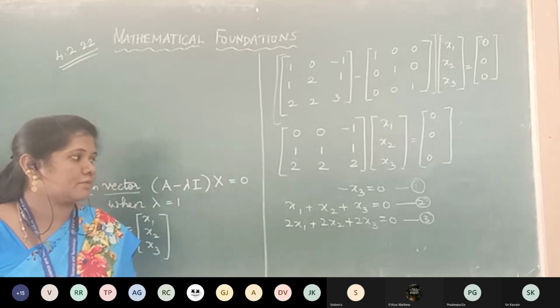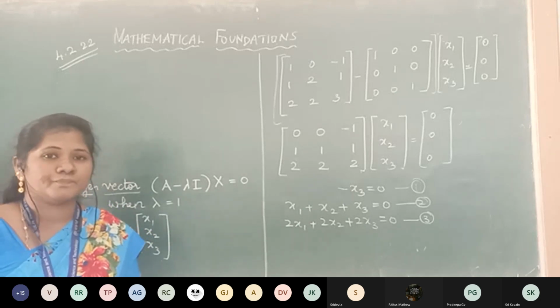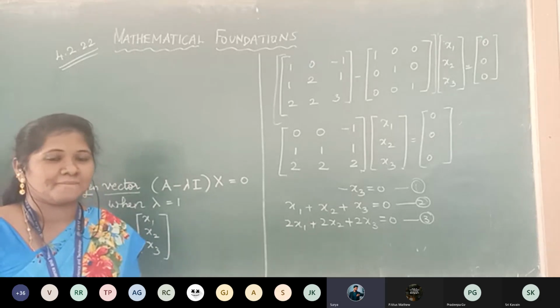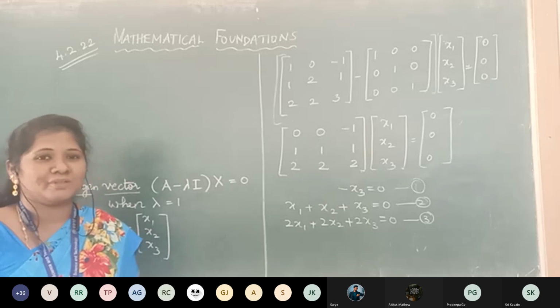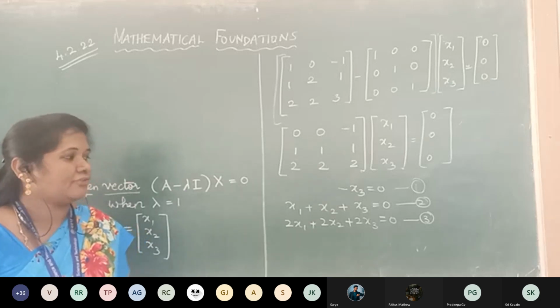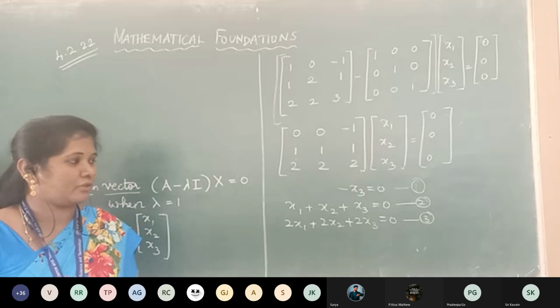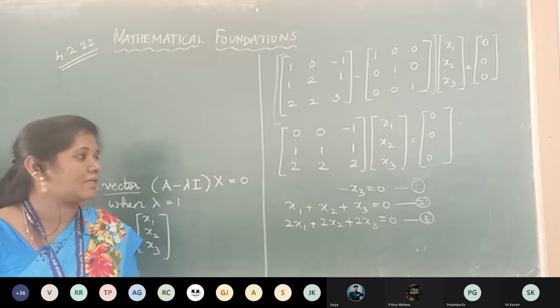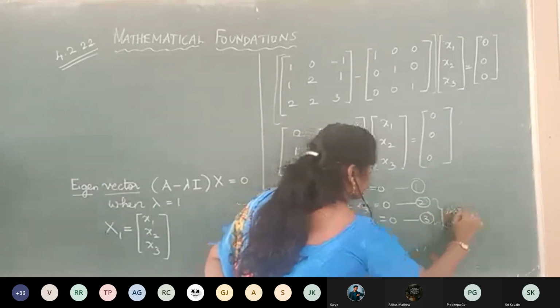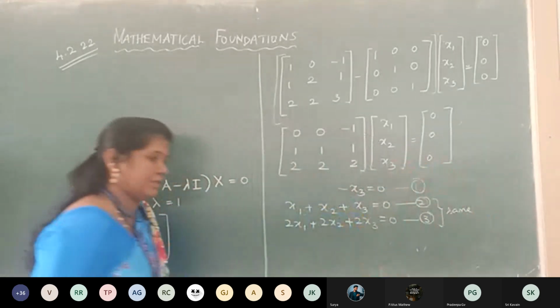Who is telling it is the same? Ma'am, in the third equation, if we take 2 as common, it is the same. Very good. So your second equation and your third equation are the same equation. If you divide throughout by 2 in your third equation, you will get the same thing as your second equation. So these two equations are the same equation, and with that, you can't find out anything.